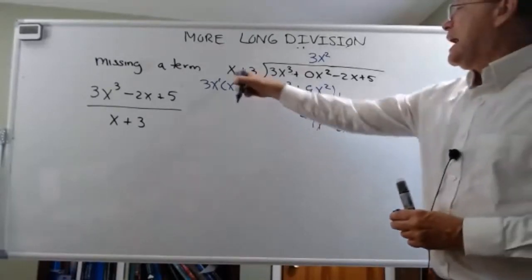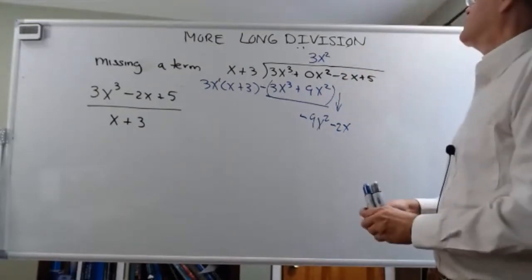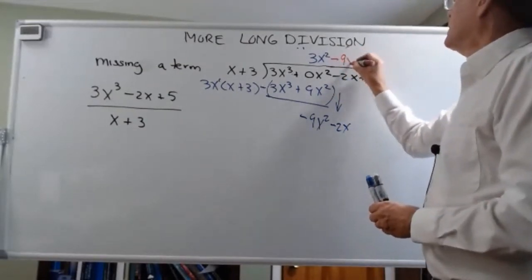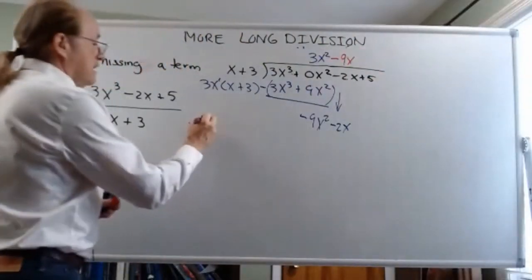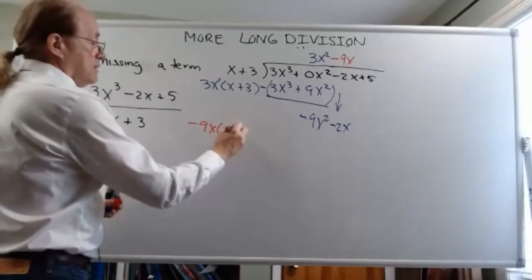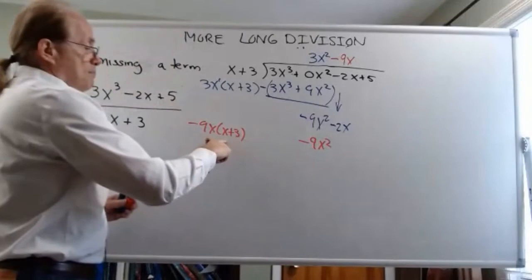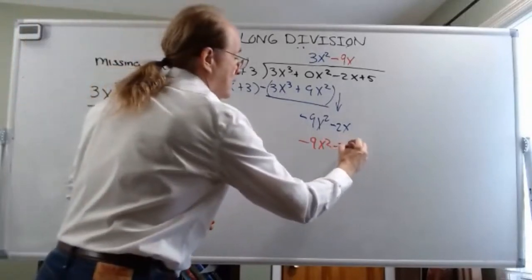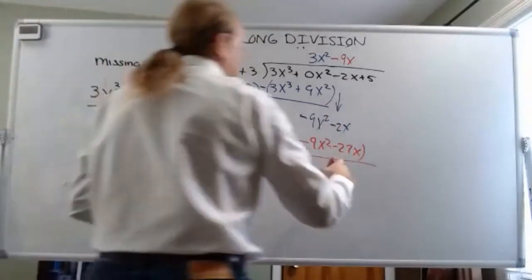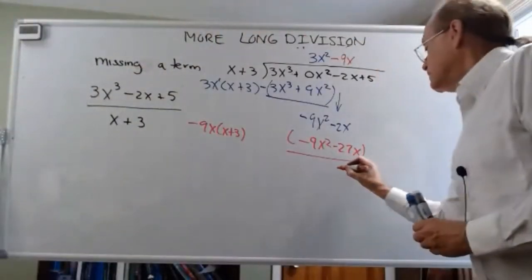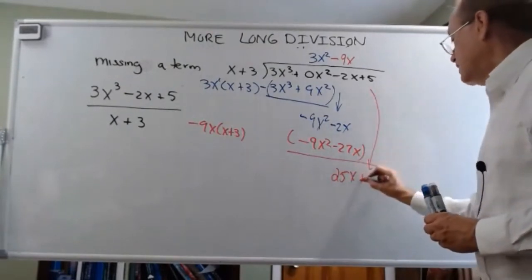So what do I multiply x by to get a negative 9x squared? Well, in that case, it's a negative 9x. Okay, so I do that. Negative 9x times x plus 3 is a negative 9x squared minus 27x. Okay, but I'm subtracting. So this is 27 subtracting 2x gives me a 25x, and then I bring down the plus 5.